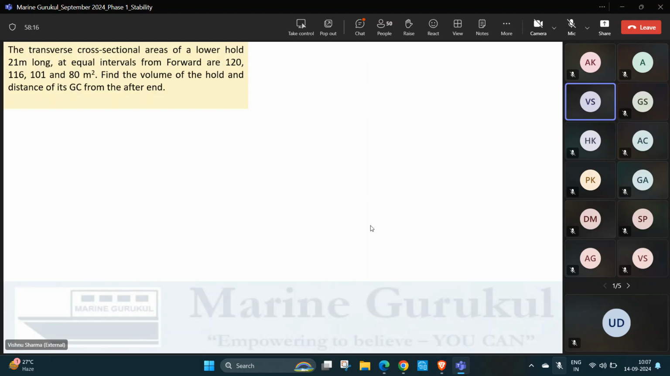Now, what is he saying here? The transverse cross-sectional areas of a lower hold 21-meter long at equal intervals from forward are 120, 116, 101, and 80. Find the volume of the hold and the distance of its GC from the after end of the hold, beta. It's not the after end of the ship, right? After end of the hold.